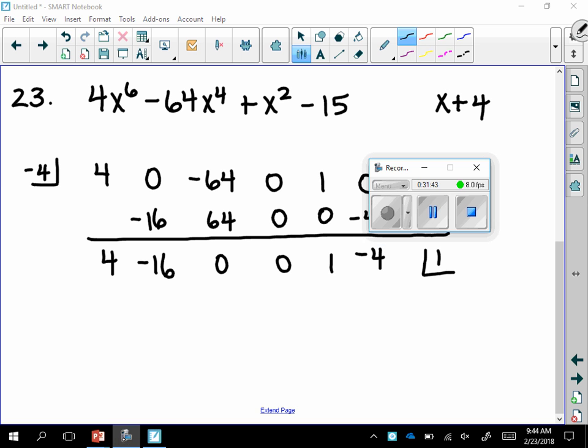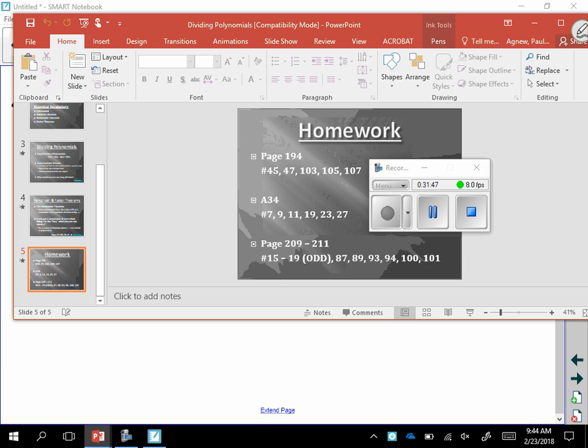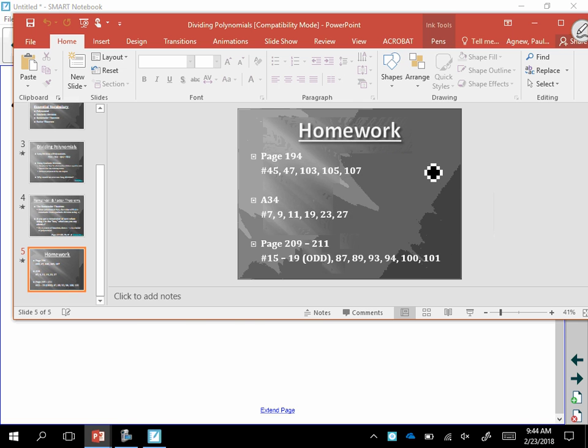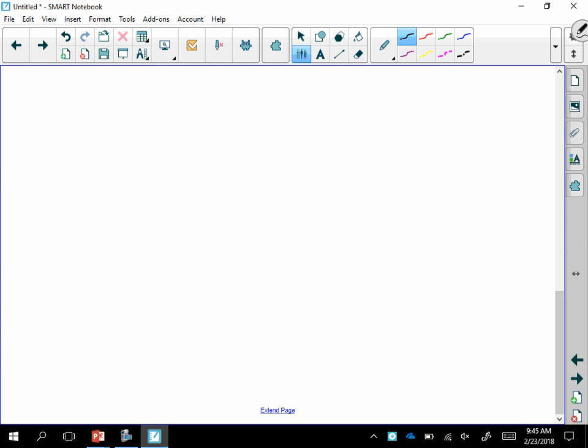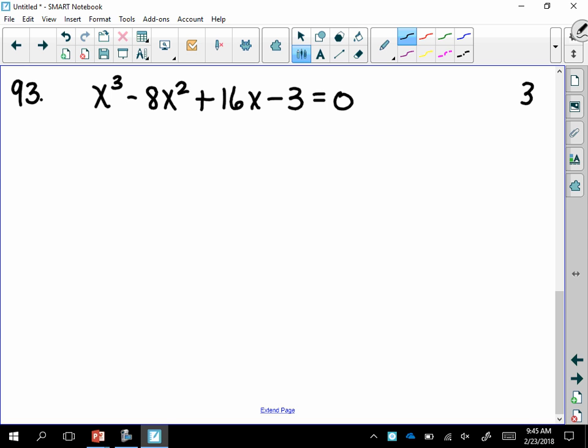All right, then the third page was page 209, and do you have any questions from page 209? All right, 93 says one solution to this equation, x cubed minus 8x squared plus 16x minus 3 equals 0. One solution to that equation is 3. And I want to find the remaining solutions.